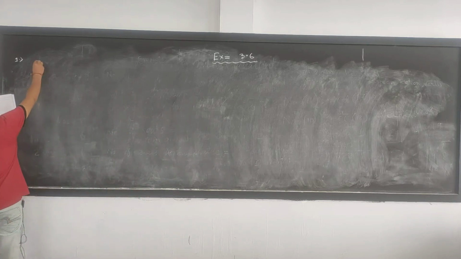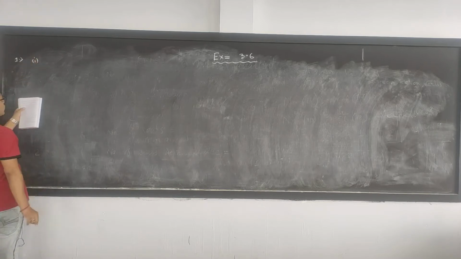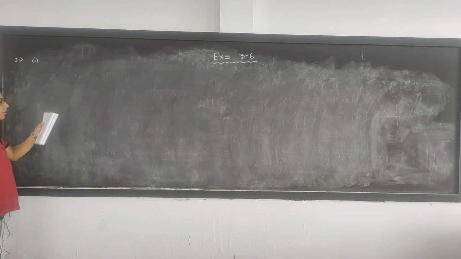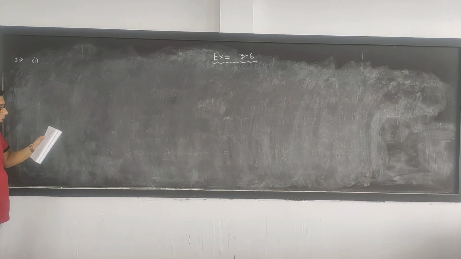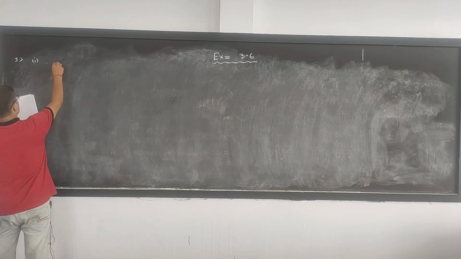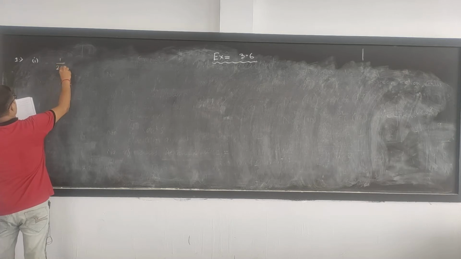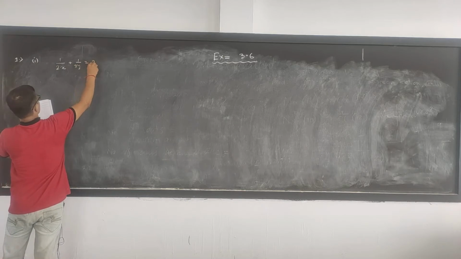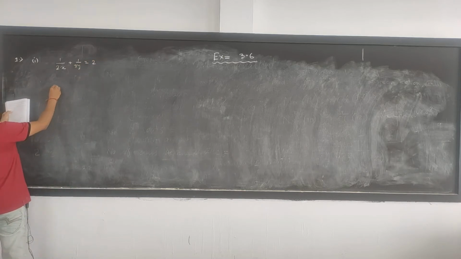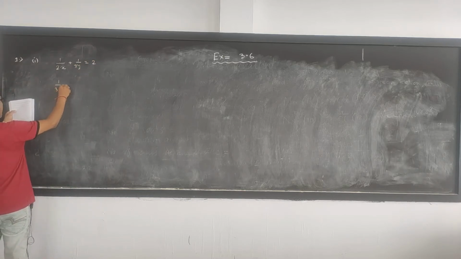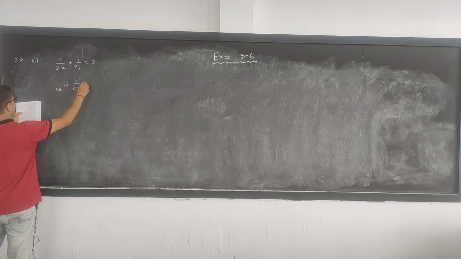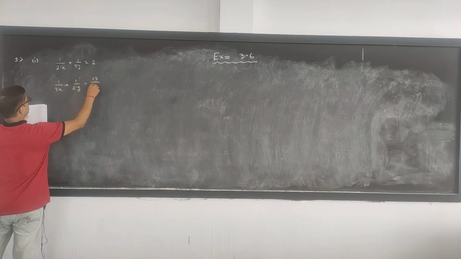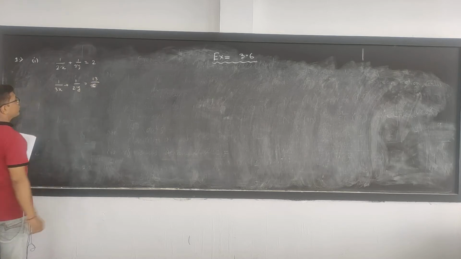The first question is: solve the following pairs of linear equations by reducing them to a pair of linear equations. 1 by 2x plus 1 by 3y is equal to 2. This is the first equation, and the second equation is 1 by 3x plus 1 by 2y is equal to 13 by 6. These are the two equations given to us.